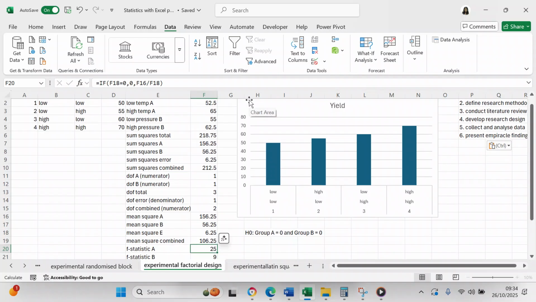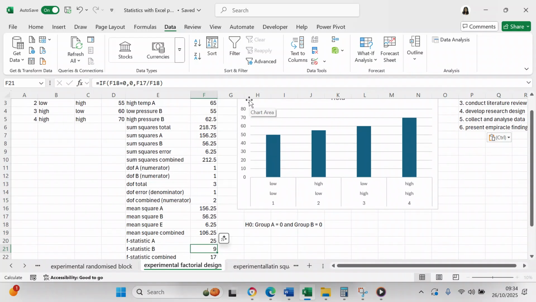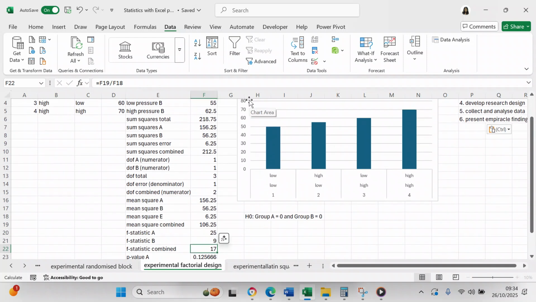You've got your F statistic A, which is if F18 equals 0, 0, otherwise F16 divided by F18, so it's 25. You've got your F statistic B, so it's if F18 equals 0, 0, otherwise F17 divided by F18. You've got your F statistic combined equals F19 divided by F18. And so that's 17.